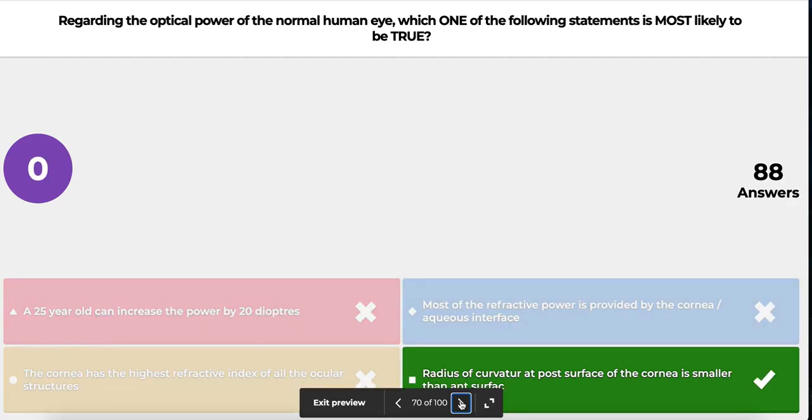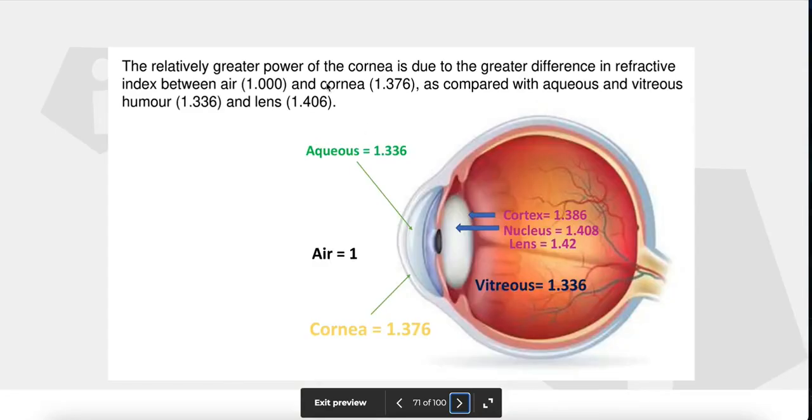The final answer is the correct answer. So a 25-year-old can increase the power by around 8 to 10 diopters, and most of the refractive power is provided by the corneal-air interface due to different refractive indices of both media in front and behind. The cornea doesn't have the highest refractive index, but the lens has a higher refractive index, and the radius of curvature of the posterior corneal surface is smaller than the anterior surface. This is the correct answer.